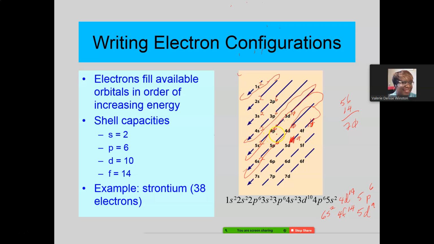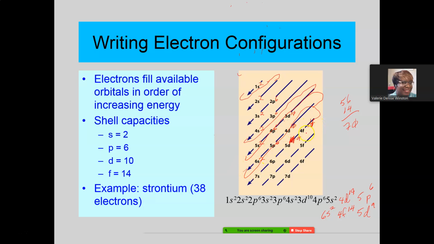Then 4P6, then 5S2. Then you go up to 4D10, then 5P6. Got it? 6S2.